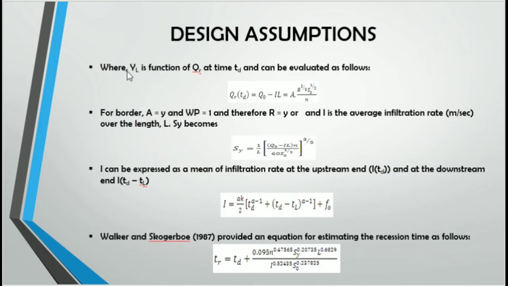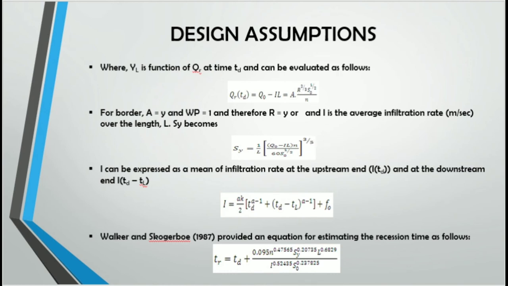Here, YL is a function of QR at time TD and can be evaluated as follows. QR at time of depletion is equal to QO minus the infiltration times the length. It can also be simplified as the area multiplied by the Manning's equation over here. So it's just a simple equation. For a border, the area is equal to Y, and WP is equal to 1, and therefore R is equal to Y, and I is the average infiltration rate in meters per second over the length. SY becomes like this.